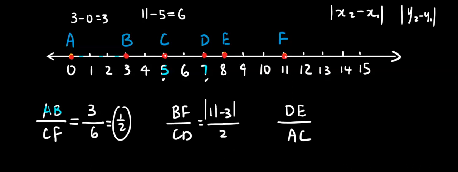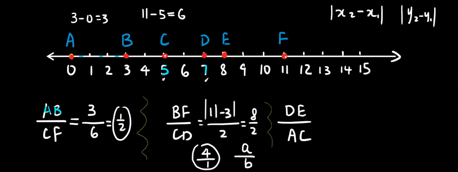Okay. Therefore, we have 11 minus 3. That gives us 8. And 8 over 2. Do not write down 4. Instead, you need to write down 4 to 1 because you're looking for a ratio. The form of ratio is A to B. Okay? All right. We finished the first one.